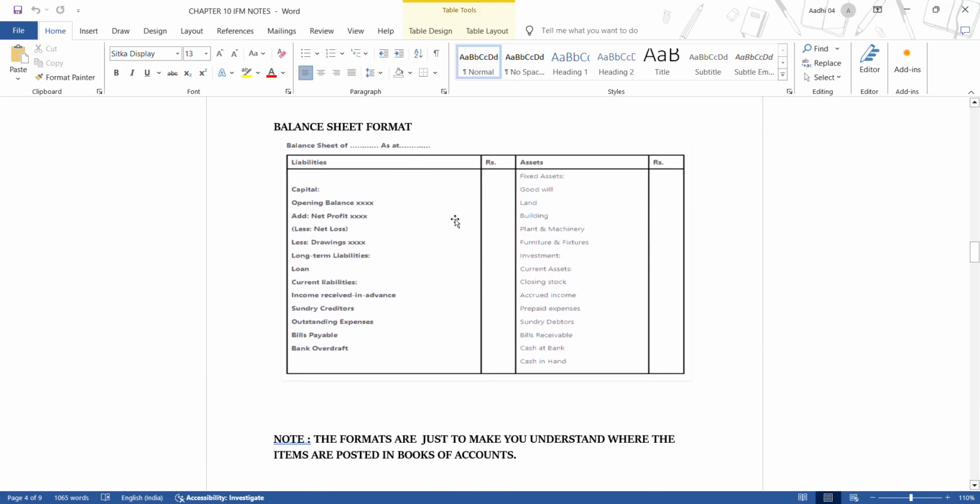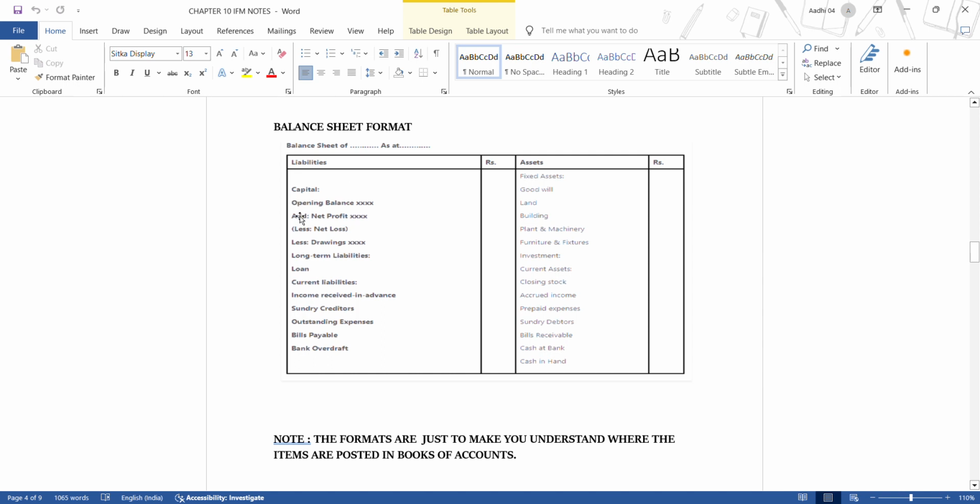Balance sheet is an account where companies list all their assets and all their liabilities. Assets are classified into two: first is fixed assets, the other is current assets. Liabilities are also classified. First you write your capital, which means the money invested into the business, and then there are long-term liabilities and current liabilities. So these are the classifications.